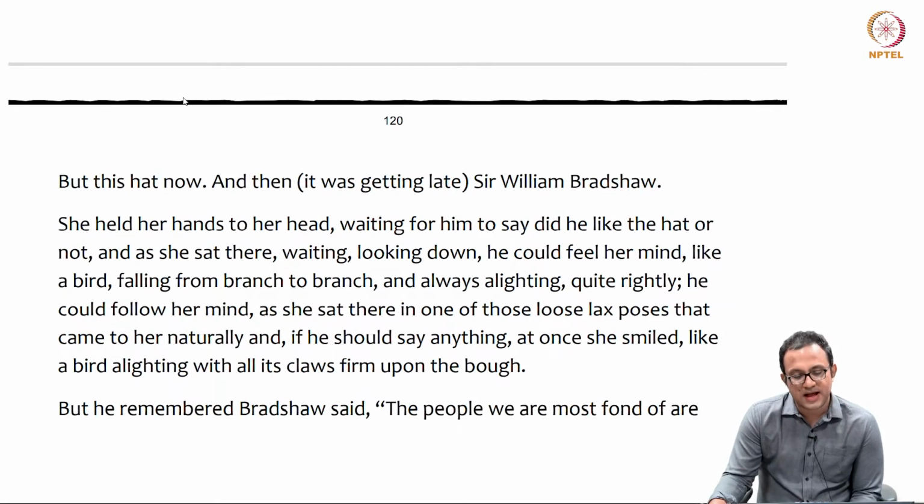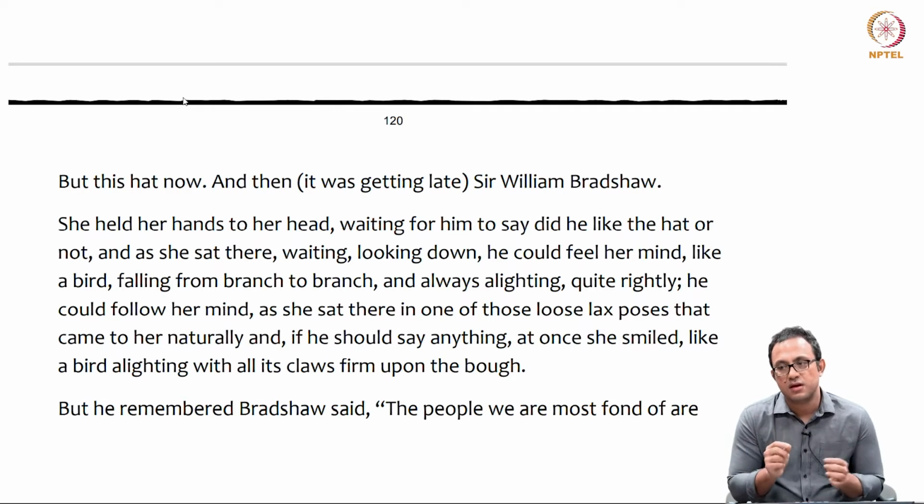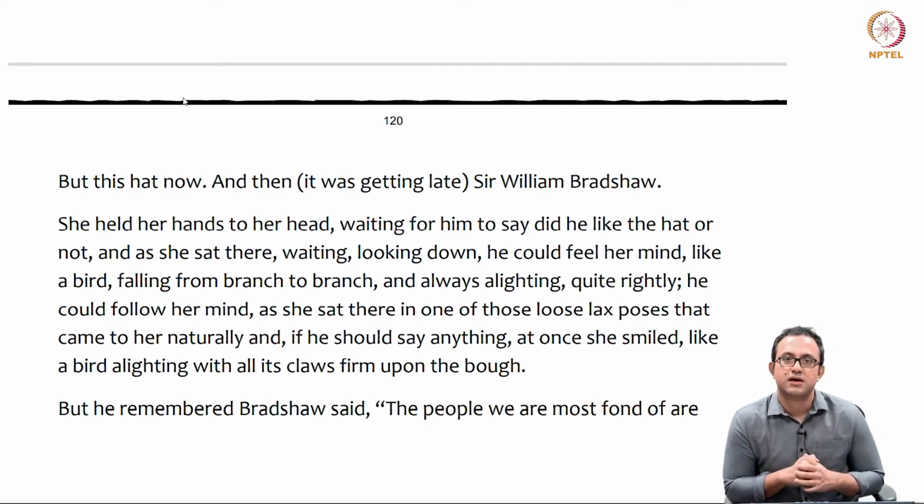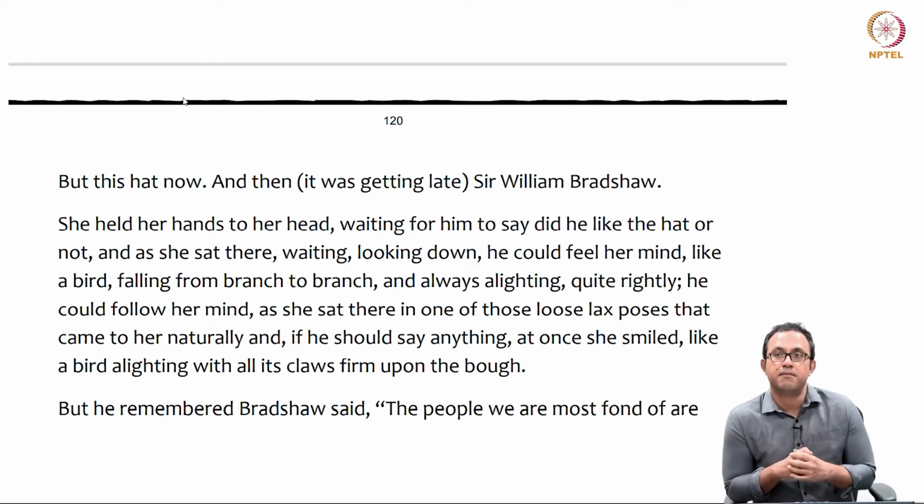Okay, but this hat now, and then it was getting late, Sir William Bradshaw. So, you can see the craft of Virginia Woolf in terms of how she's using a symbol of the hat to connect the past and the present. Because Rezia's first experience with Septimus, when they all came into this public space, a social space, he kept his hat somewhere in a hat stand, and that hat had fallen. And that has become a memory in Rezia's mind, Septimus's fallen hat, that hat that fell from his head. And in a certain sense, she had identified the fallen hat with Septimus.